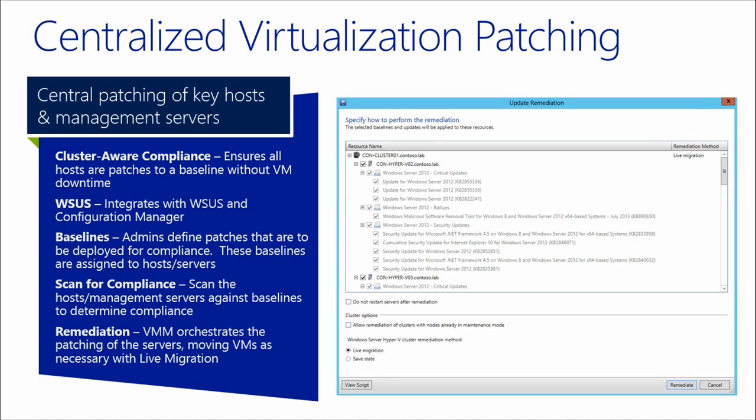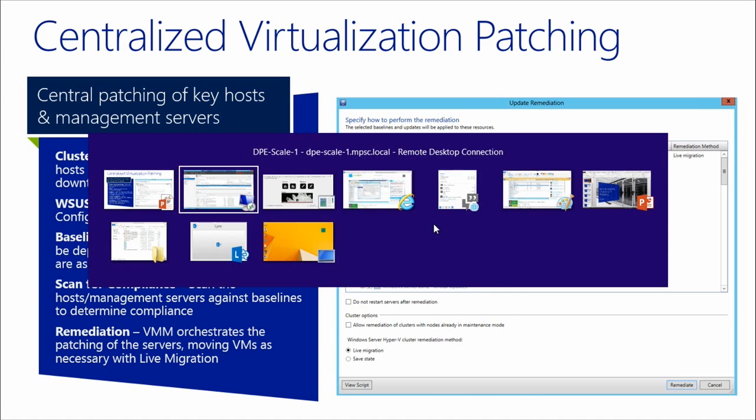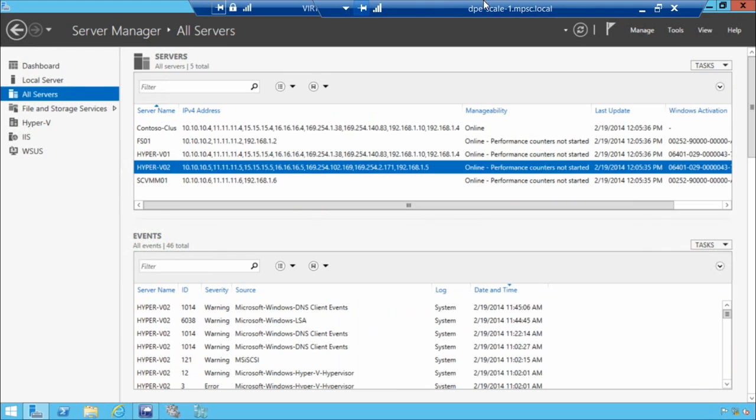This allows us to download the current list of patches that are available from WSUS and to create what we call a baseline, which is a collection of patches which should be applied to a particular host. We can then scan our groups and do what we call a remediation, which is actually applying all of those necessary patches to all of those particular servers. So let's go ahead and take a look at this in action one more time. I'm going to switch back to my demo system here.